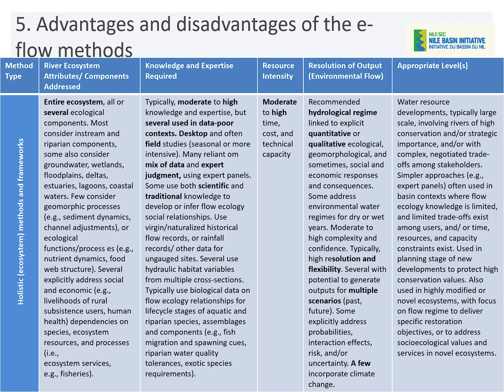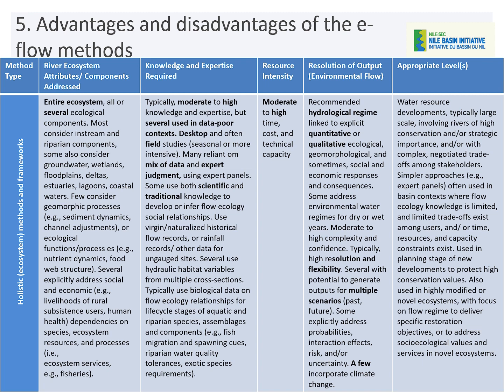Knowledge is moderate to high, but several are being used in data poor contexts where they establish these holistic assessments as frameworks, or these holistic environmental flow assessments are carried out, and then the uncertainty of those assessments is improved as more data becomes available. Desktop and often field studies are required, many reliant on the mix of data and expert judgment using expert panels. Some use both scientific and traditional knowledge to develop or infer flow, ecology, social relationships, for example.